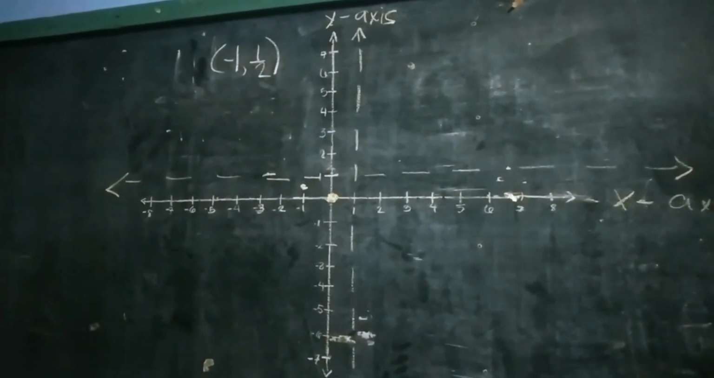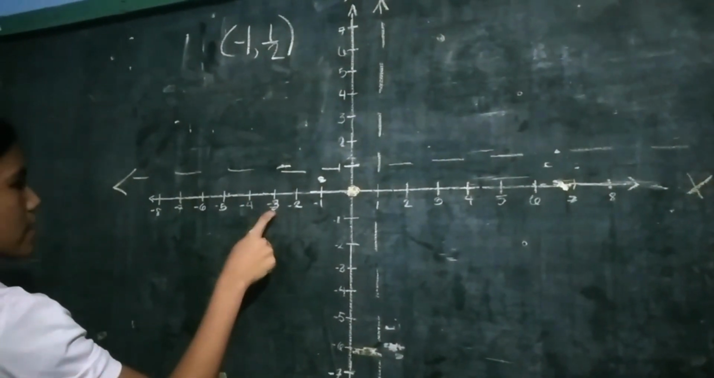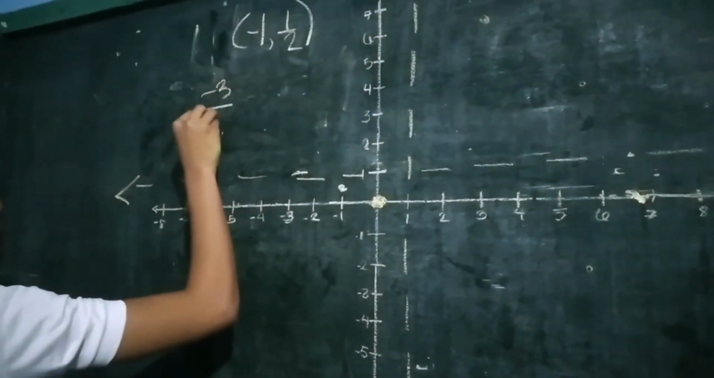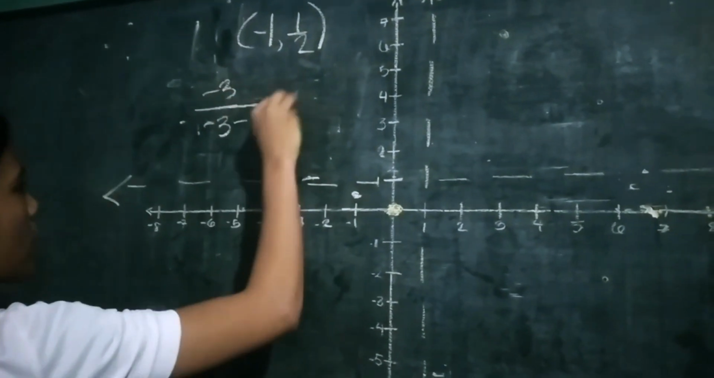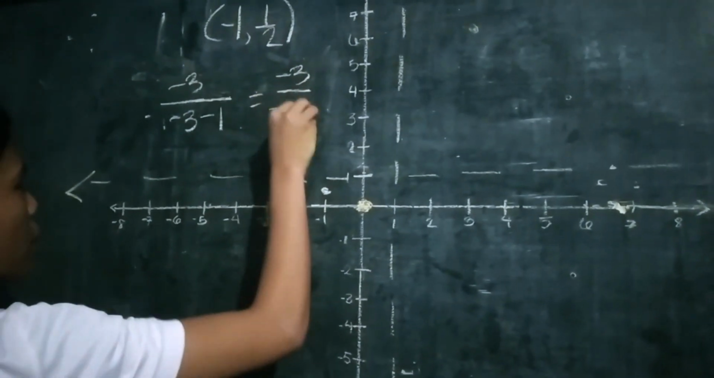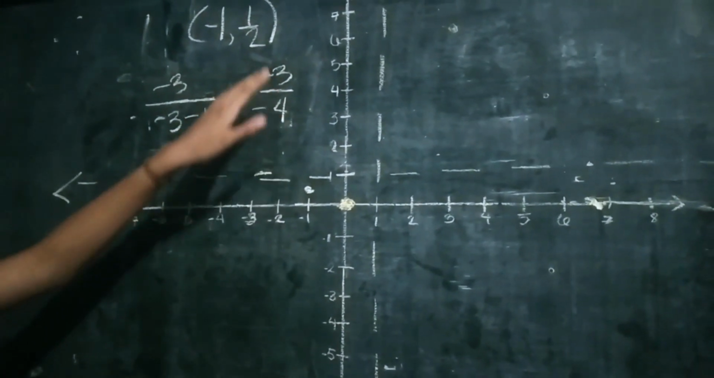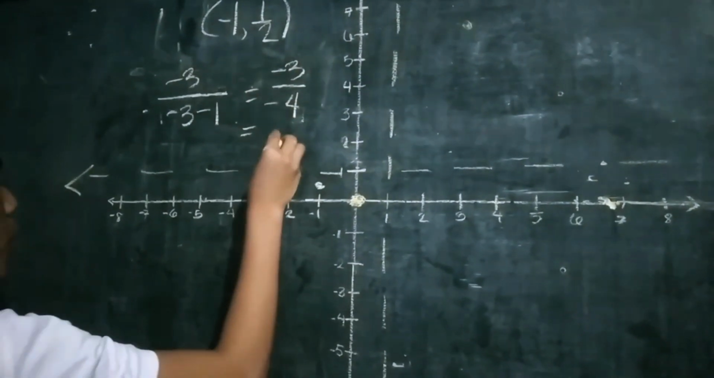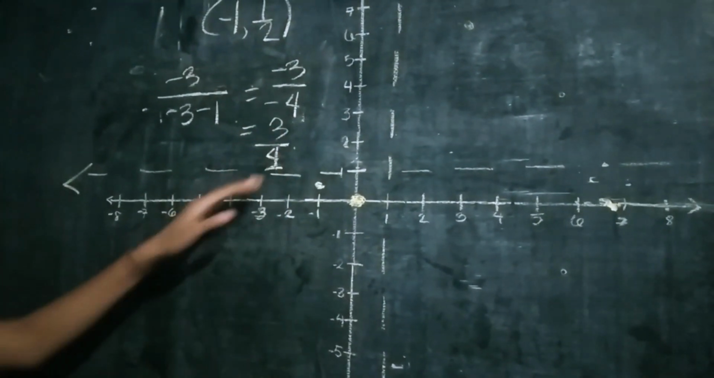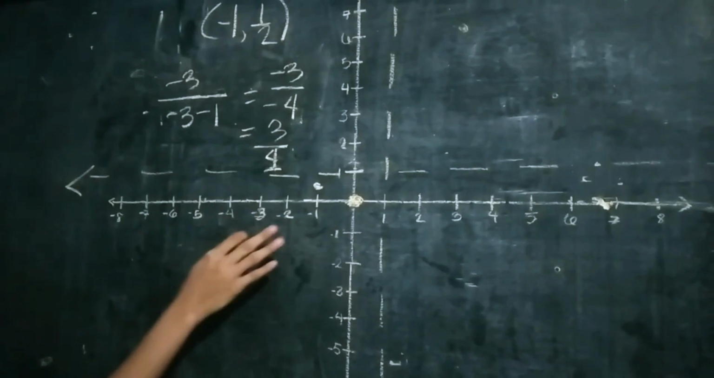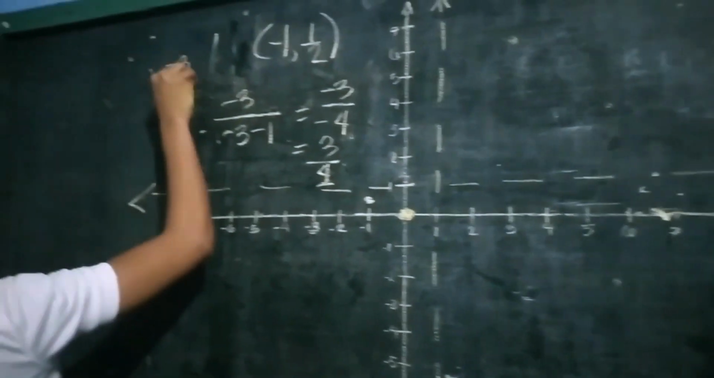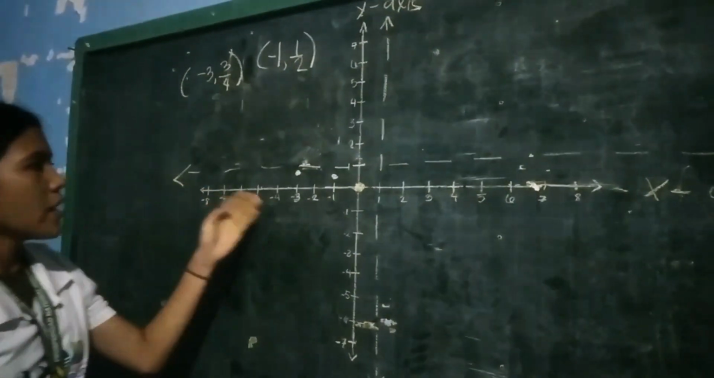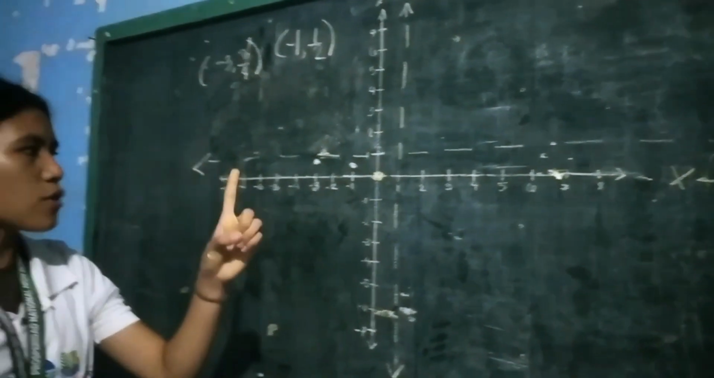Same process. If our x is negative 3, substitute: negative 3 over negative 3 minus 1 is equal to negative 3 over negative 4. Simplify: negative 3 divided by negative 4. They become positive, right? So 3/4 is our y. Our third point is negative 3 and 3/4. Since we have 3 points, we have only 1 to find.